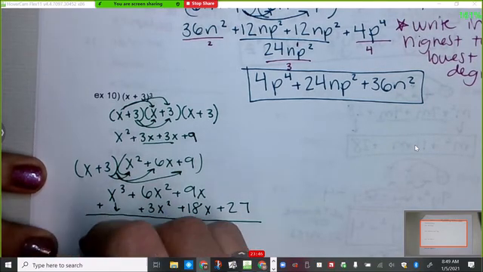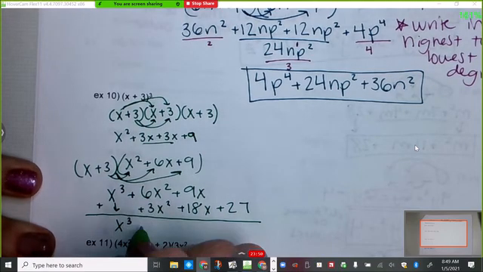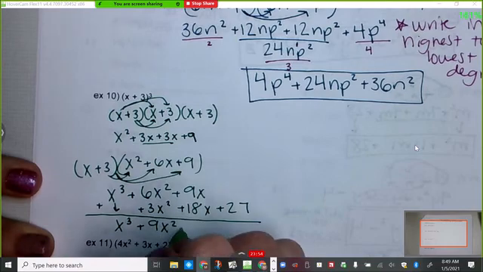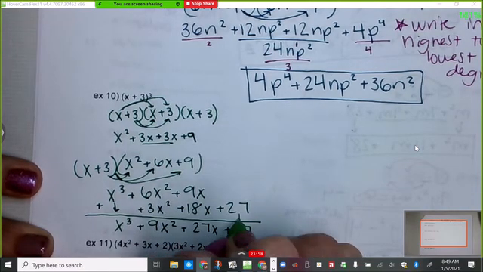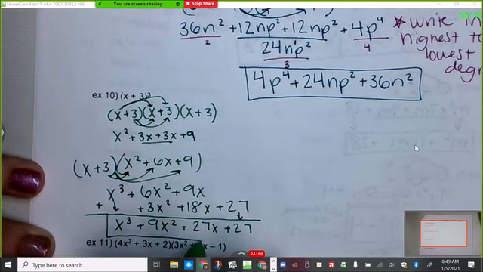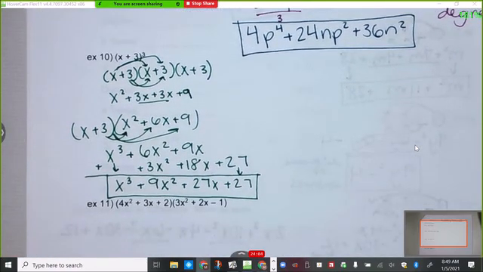My x cubed does not have a like term. What's 6 plus 3? 9 plus 18. Does that match what y'all got? Cool.